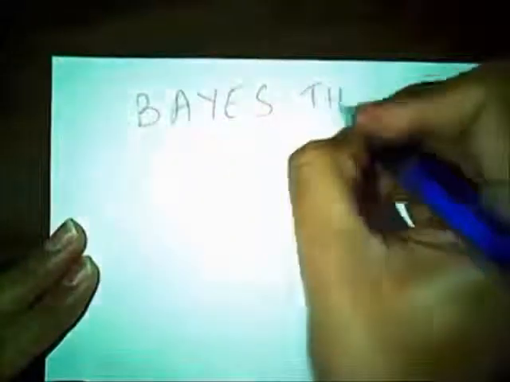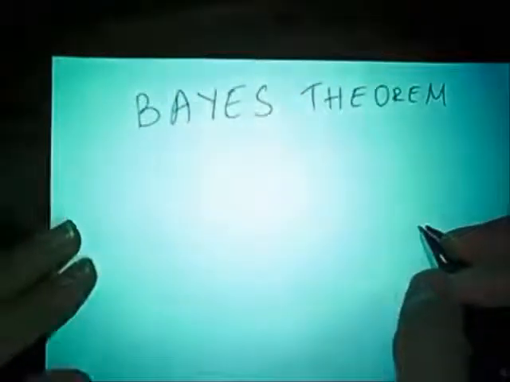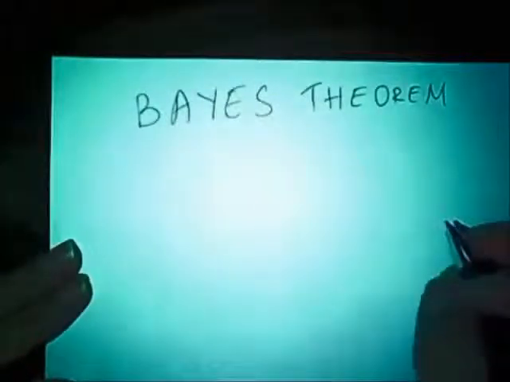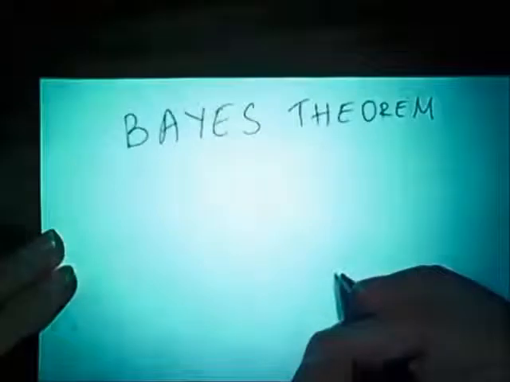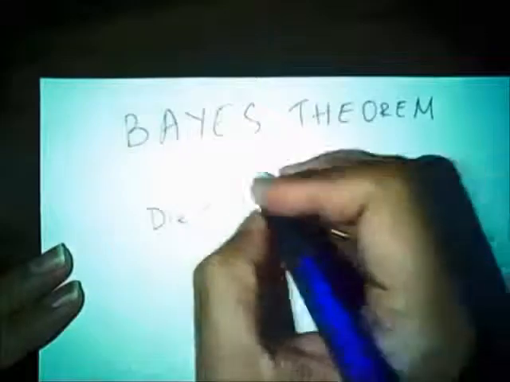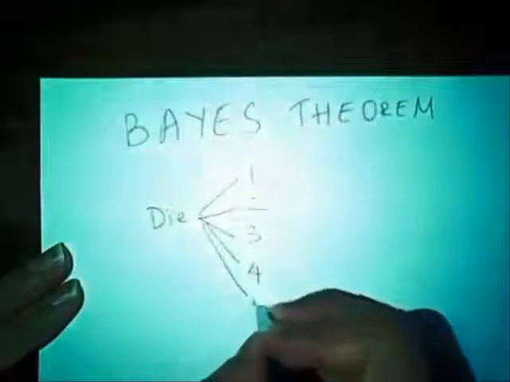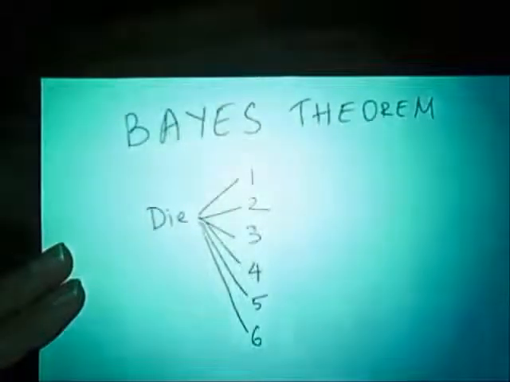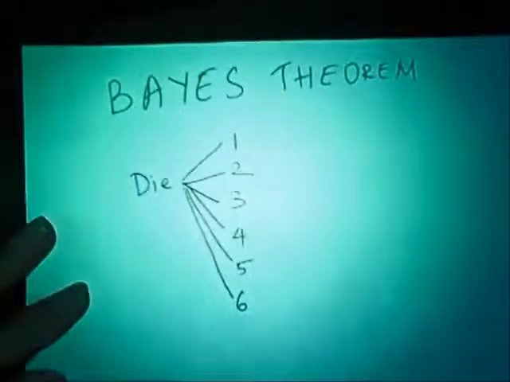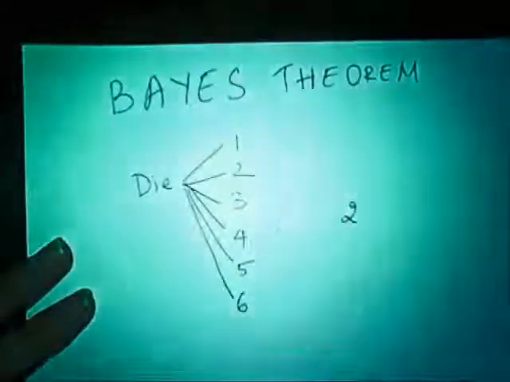Okay, let us begin by reviewing Bayes' theorem. Let us consider an example of tossing a die. So when you throw a die, you might get any one of the following results. You can get a 1, 2, 3, 4, 5 or 6. So let us think of an event where we want to know whether after throwing a die we obtained 2 or not.